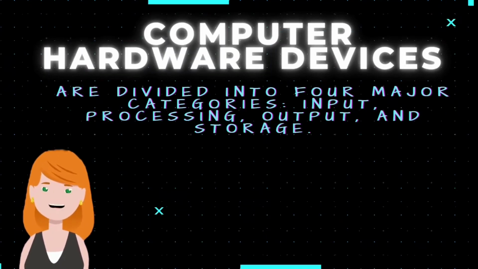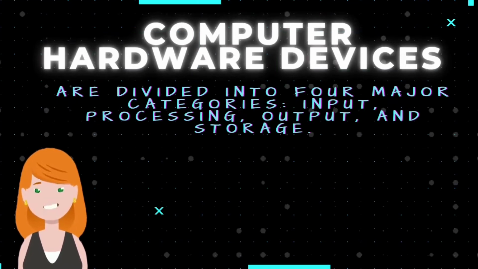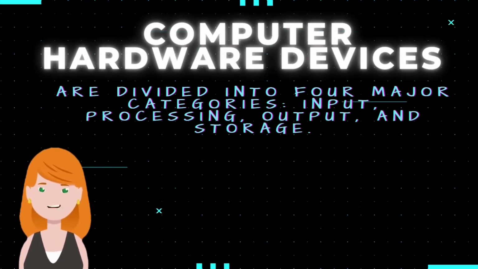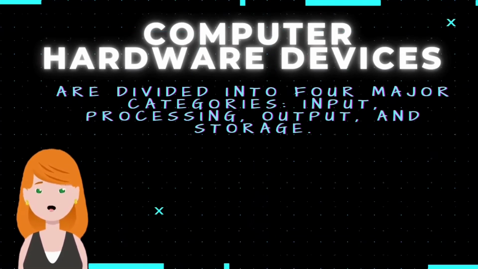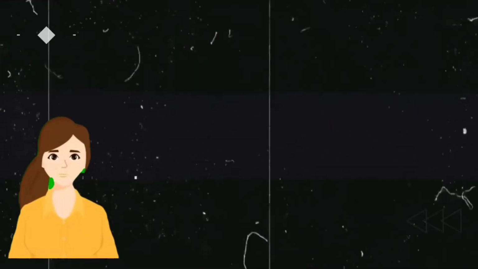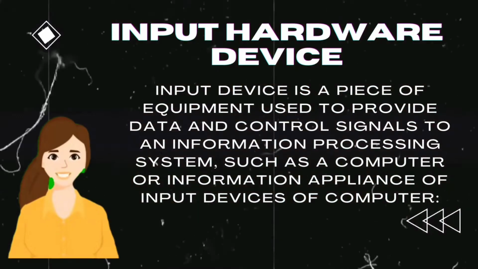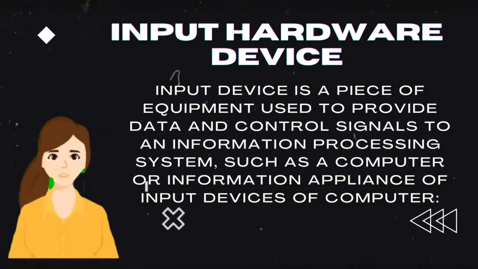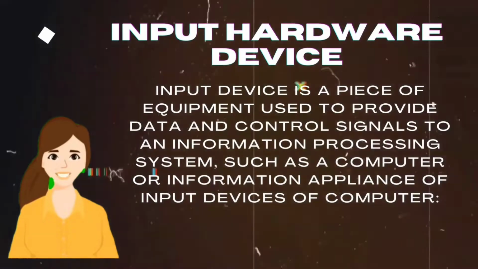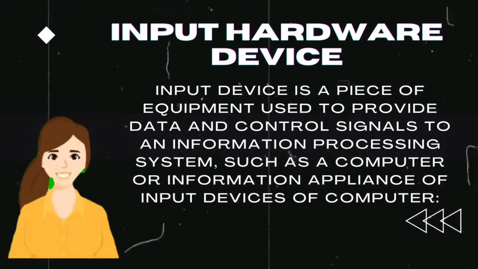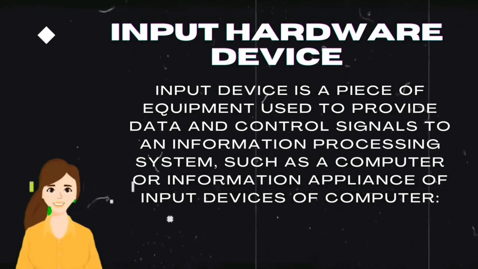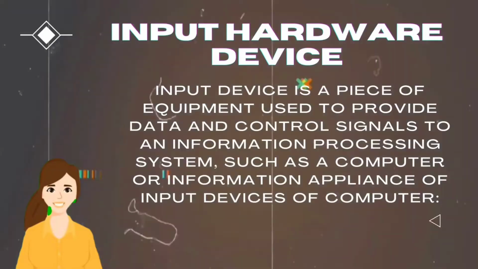Computer hardware devices are divided into four major categories: input, processing, output, and storage. Input hardware device. An input device is a piece of equipment used to provide data and control signals to an information processing system, such as a computer or information appliance. Input devices of a computer.